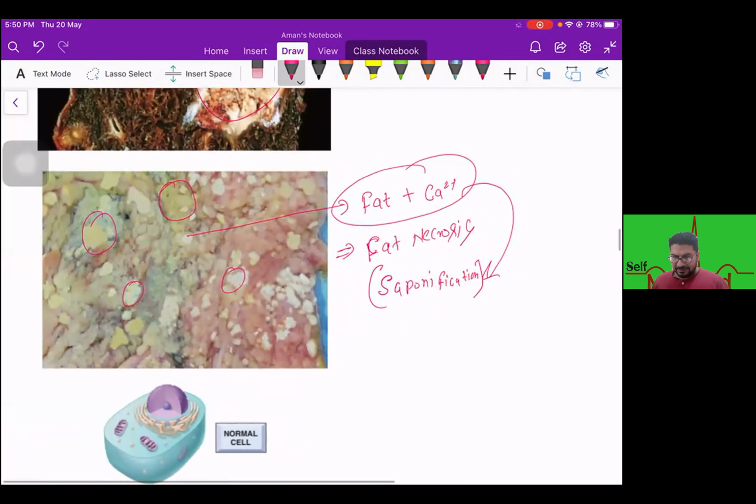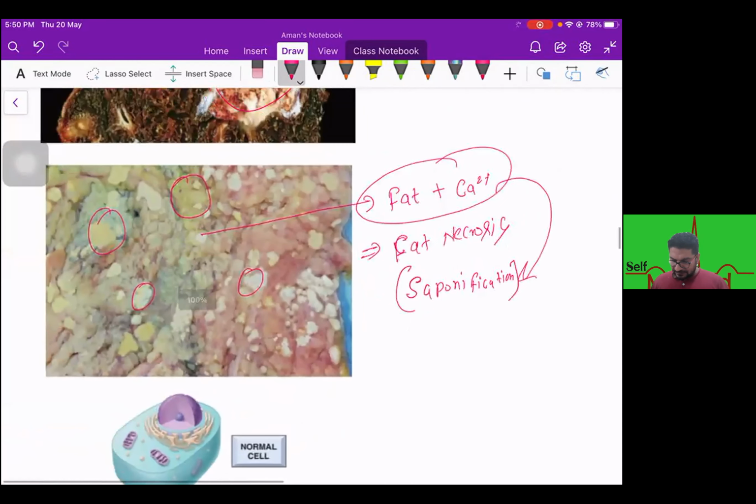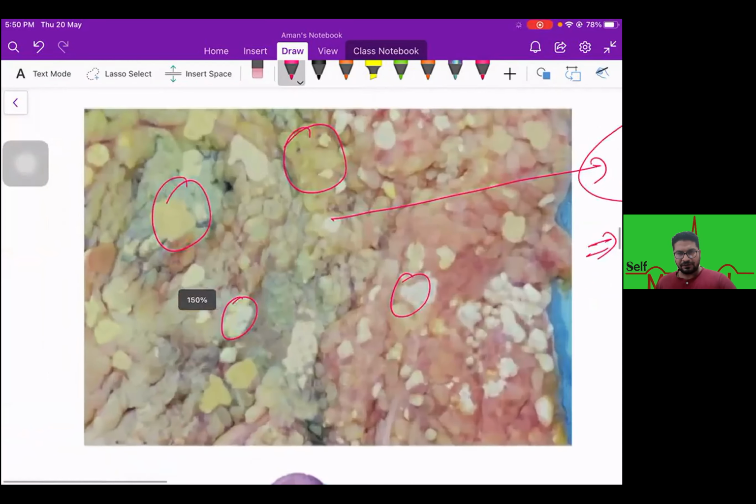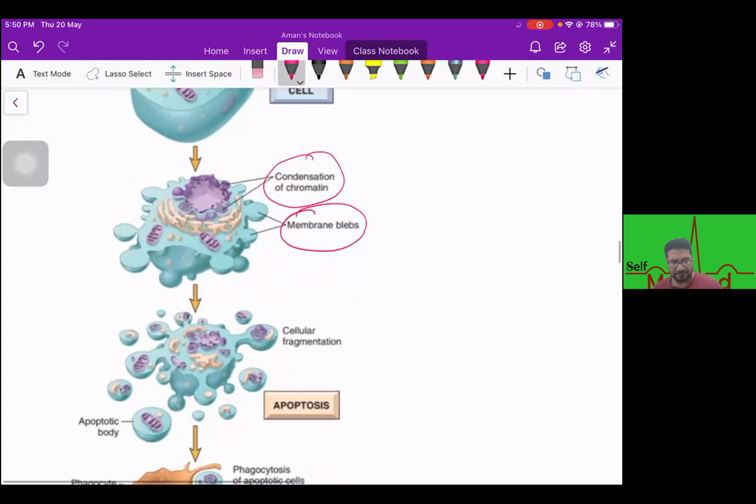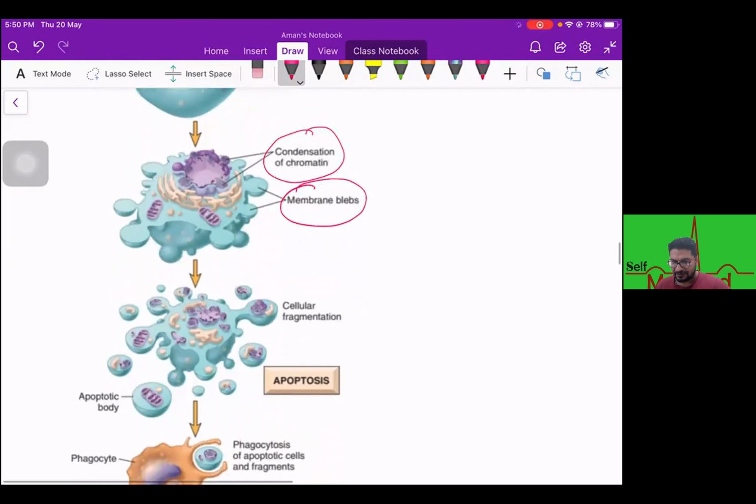Now let me show you once again. You will see normal cells. After the normal cells, what will you notice? There will be condensation of chromatin and then blebbing. Ultimately, you will see fragmentation of the cell and formation of apoptotic bodies.